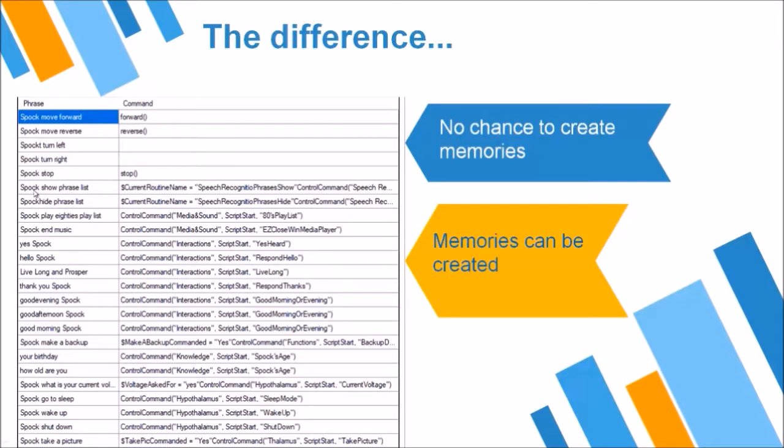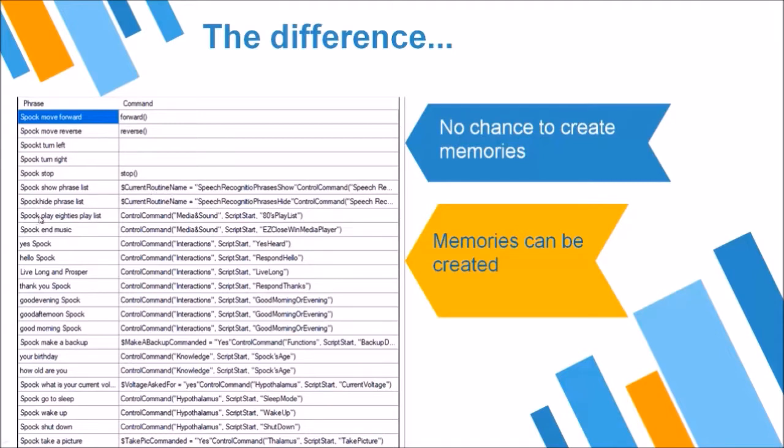Whereas down here, I've integrated it so that if I say Spock show phrase list, this now points to a script. Spock play 80s playlist, this points to a script. This points to current routine name equals this. It's the current routine name. Well, why is it doing this? It's so that current routine name can be changed, change the state, so that an action can be taken by the routine that's monitoring what the current routine name is.